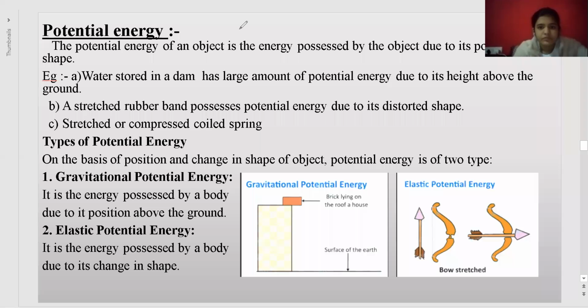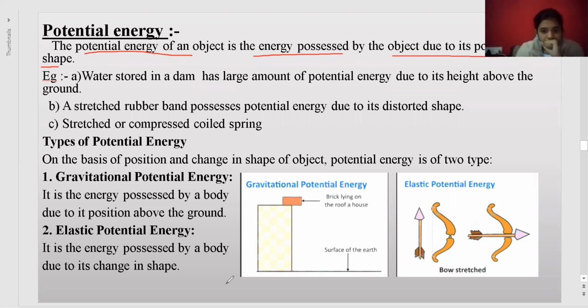Our next topic is potential energy. So what do we mean by potential energy? Potential energy of an object is the energy possessed by the object due to its position or shape. Okay, means if the position of an object is changed or the shape of an object is changed, it acquires some energy in it, and that energy is known as potential energy.